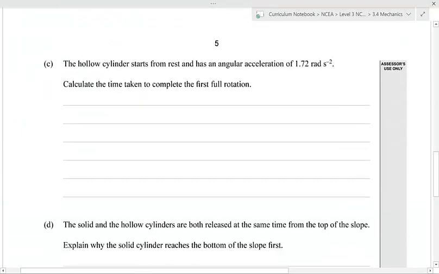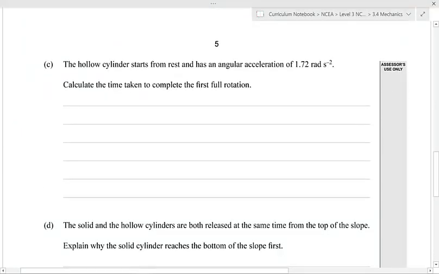The hollow cylinder starts from rest and has an angular acceleration of 1.72 radians per second squared. Calculate the time taken to complete the first full rotation. A full rotation is 2 pi, so theta is 2 pi. This is an angular acceleration, that's alpha. This is a rotational kinematics problem, so we're going to need the kinematic equations, and to do that we need to know three things so we can figure out the fourth. It starts from rest, so omega I is 0, and we want to find the time.